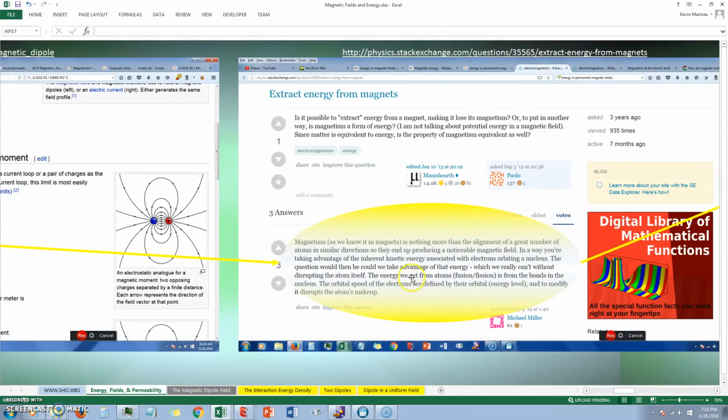So the magnetic flux density comes from magnets, of course, or moving currents. Now, basically, there has been a question of how is energy extracted, quote unquote, from magnets, and there's a thing here about inherent kinetic energy associated with the electrons orbiting a nucleus. So this is what this answer is. This Michael Miller person here got the highest response on this question. There were 3 answers. He got the highest score.